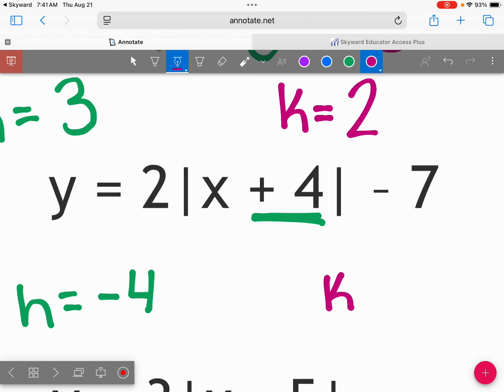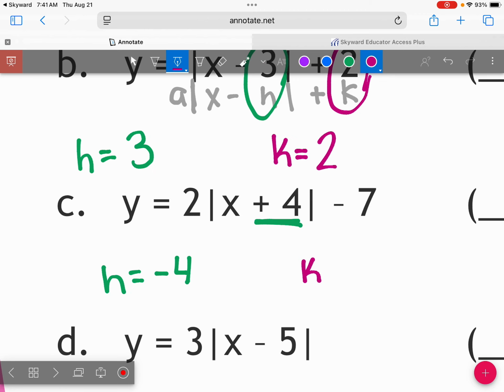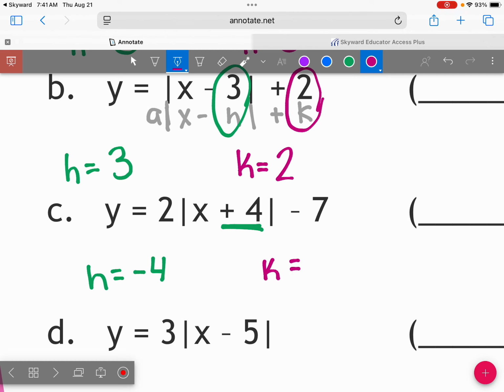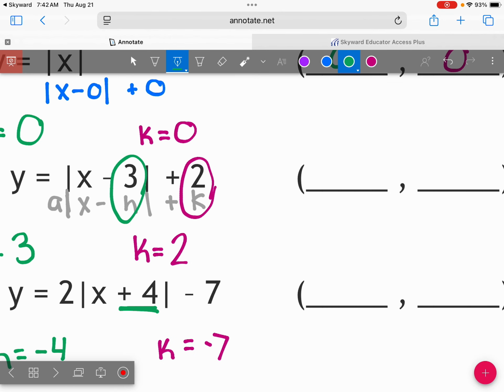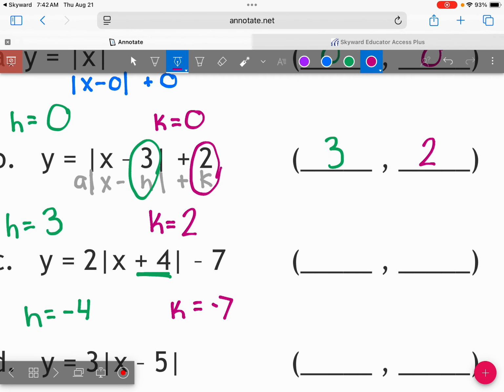How about our k? What's our k here? Oh, as a point, that's what you mean. Negative 7. Yeah, I forgot to write it as a point. So our part B had the point (3, 2), and part C has the point (-4, -7). It's always going to be h, then k. That's right, it's in alphabetical order, just like x, then y: h, then k.